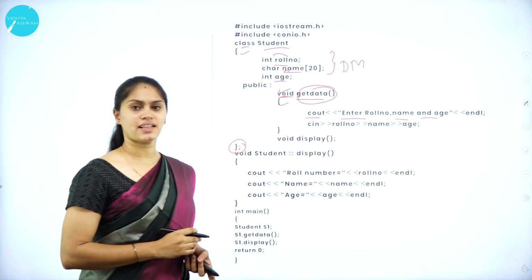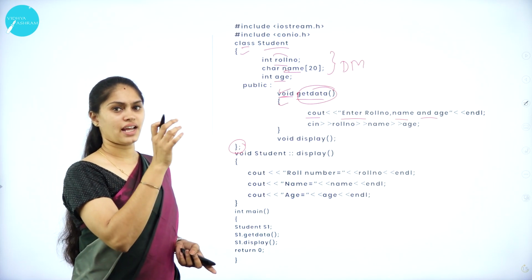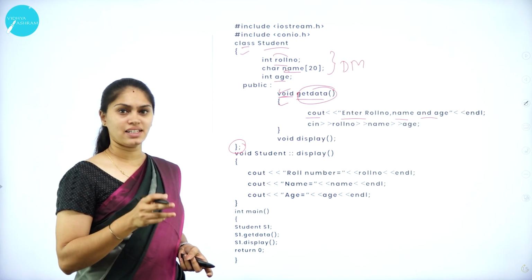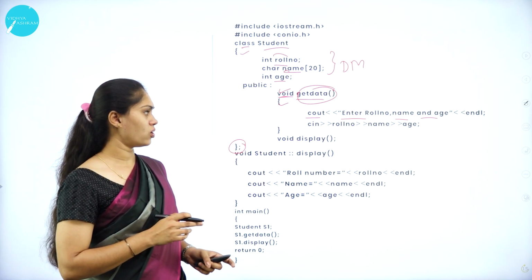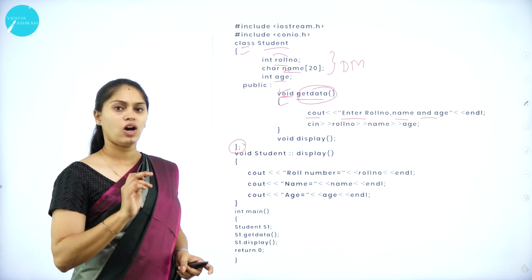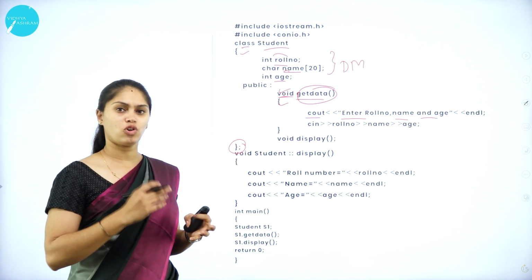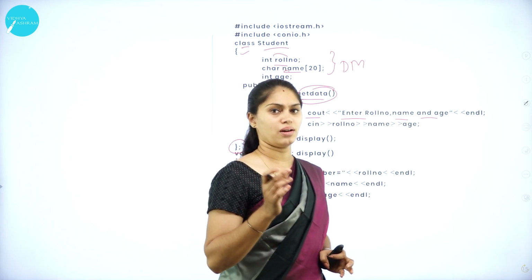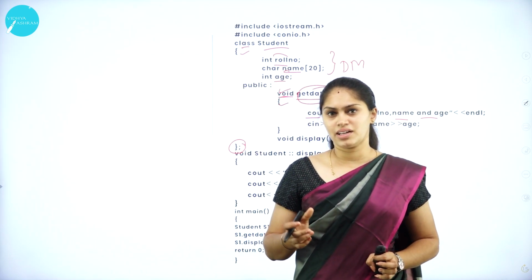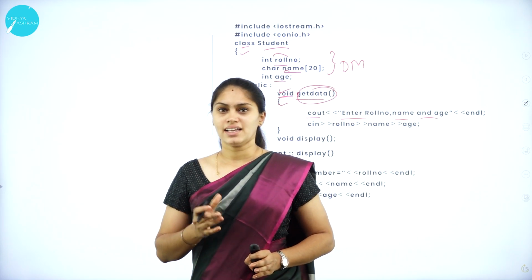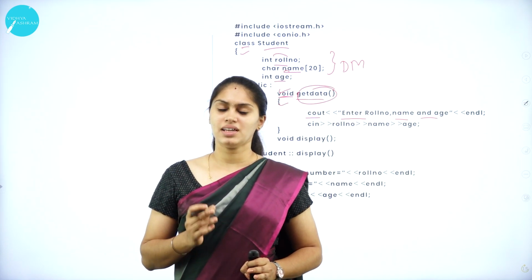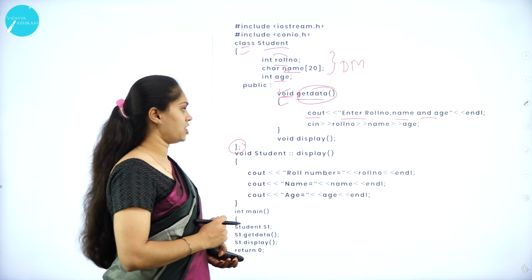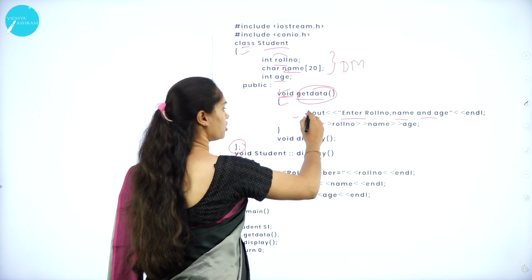So endl is nothing but the end of the line. Once it ends, the cursor will move to the next line and blink. At that time, I need to specify the roll number, name and age. Or else you can also split these 2 lines of code into 3 lines. That means in the first statement, I take enter roll number, then cin roll number. Then I come to the next line, enter the name and cin name. In the same way for the age. But in order to make the program more efficient, I specify this in 2 lines.